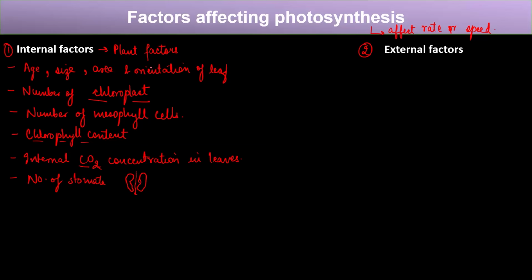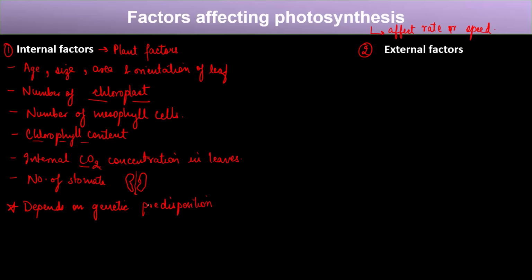Now, these are the internal factors. And if in one word we have to write what governs these internal factors that in turn affect photosynthesis, these internal factors depend on genetic predisposition.